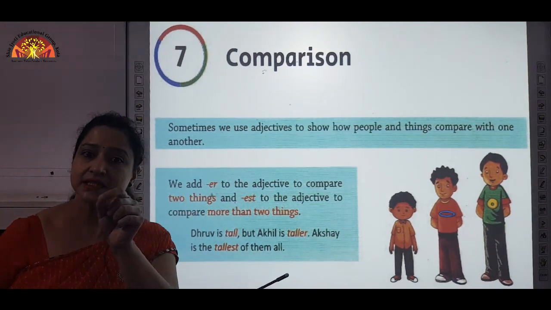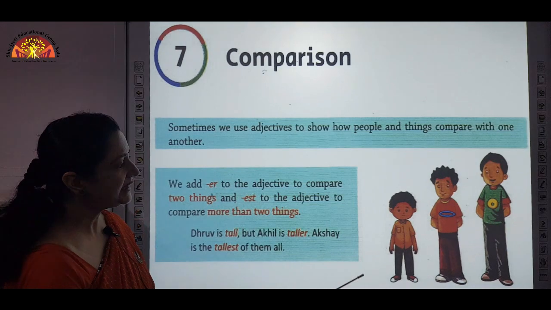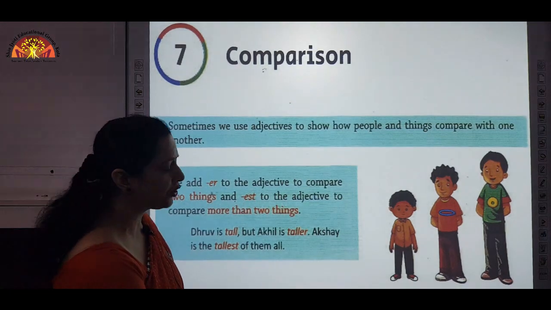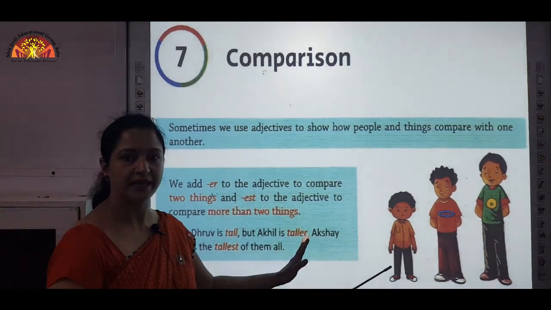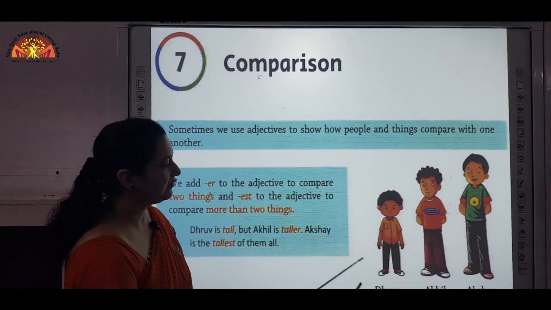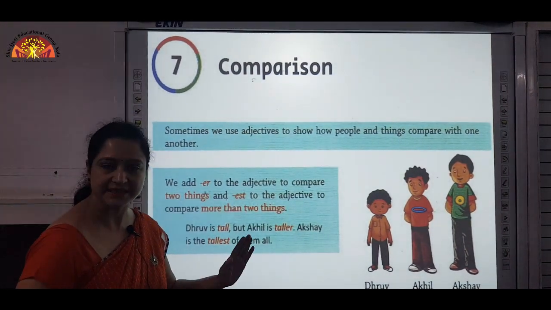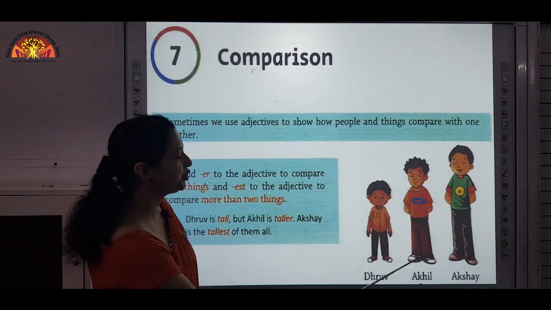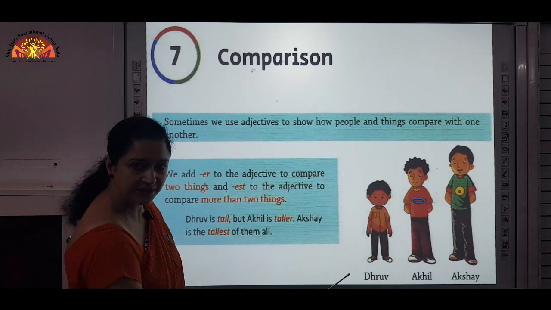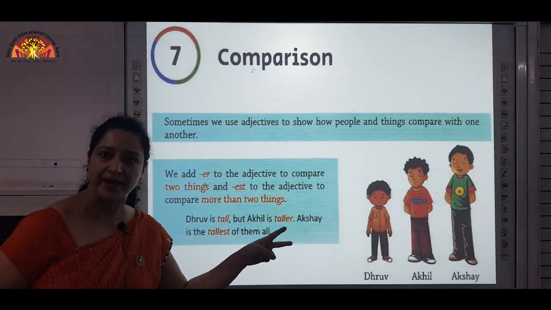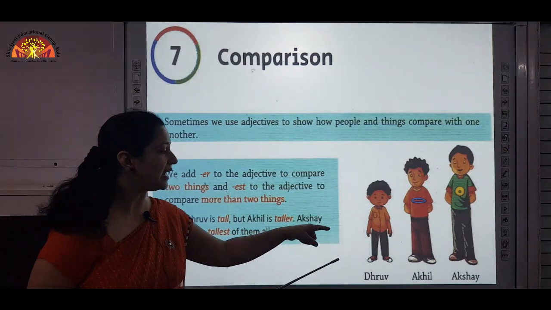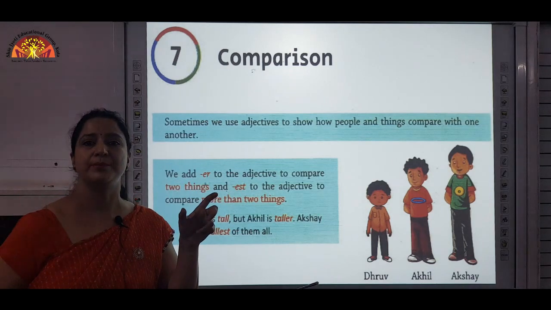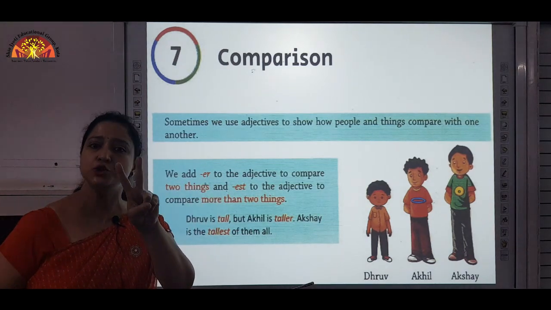Dhruv is tall. See, here an example is given. In this example, 3 boys are standing. If we only talk about Dhruv, we say Dhruv is tall. It means right now we are not comparing Dhruv with anyone else. So I am saying Dhruv is tall. But if I say Akhil is taller, it means Akhil is taller than Dhruv. Now here we are comparing 2 boys, Akhil and Dhruv. So here Akhil is taller than Dhruv. It means I am using comparative degree of comparison. I am comparing 2 boys.